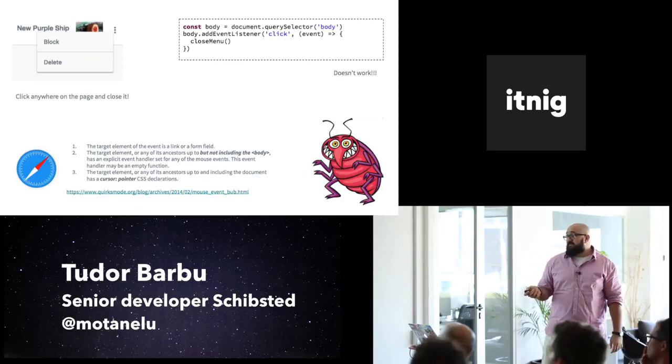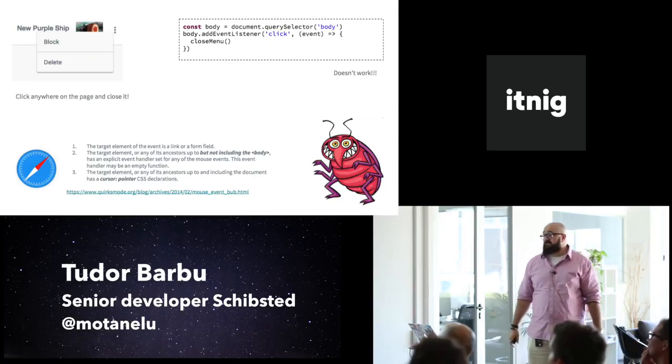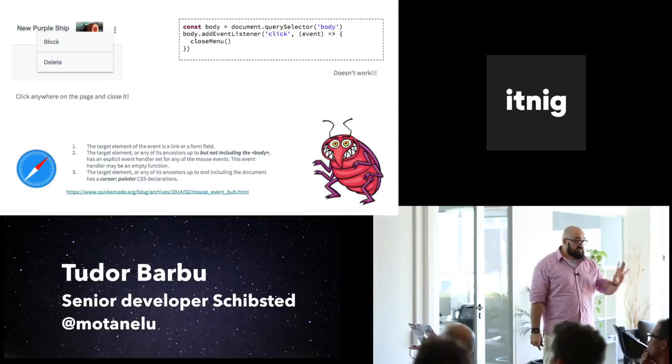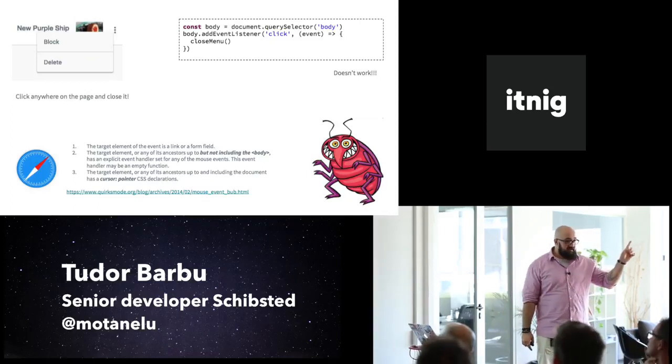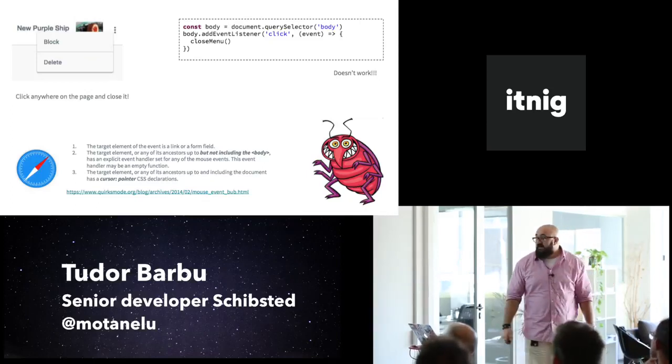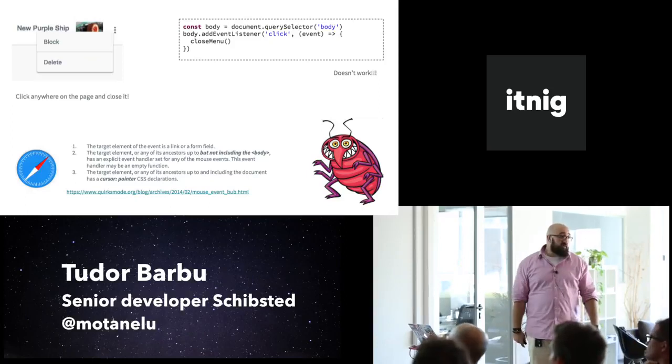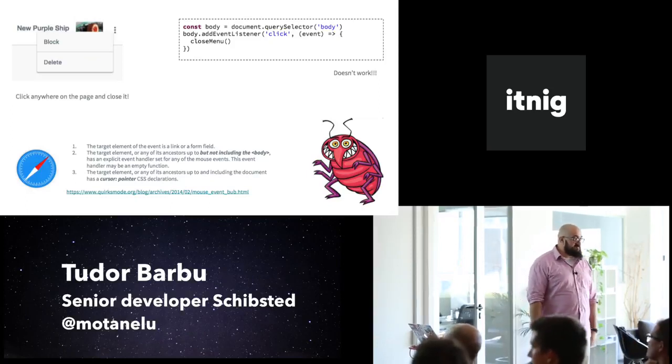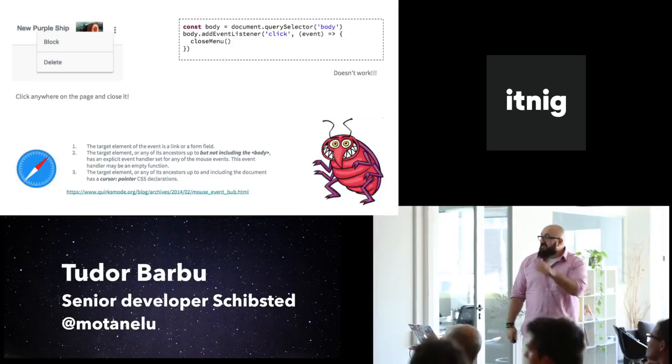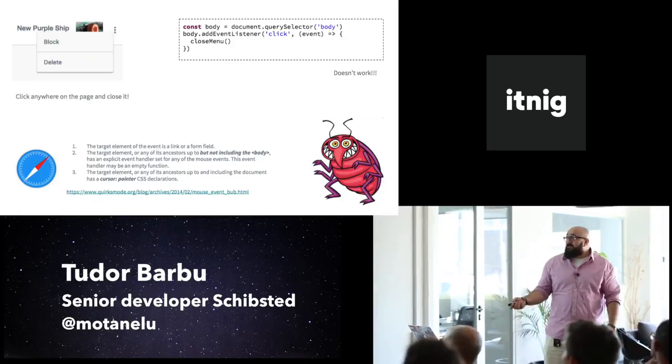Third, it has to have an explicit event handler for any type of mouse events. This can be an empty function. So if you actually put an empty function on any of the parents, it will work. Or you need to put a cursor pointer on everything, which again was not an option, the UX guy didn't know. So it's like, okay, what do I do?